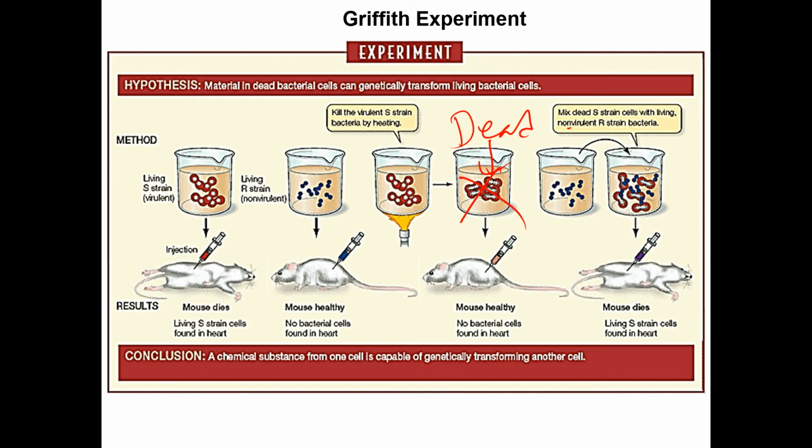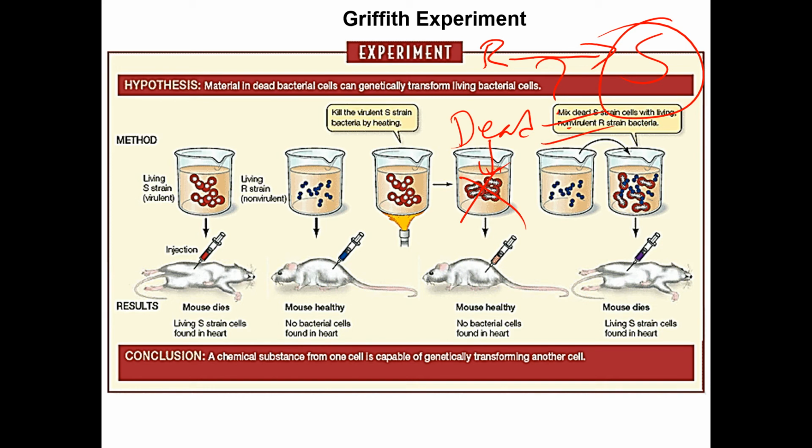The mice survive. Now, what happens if you take a heat-killed S strain, alright, and you toss in some living R strains, and then you inject it into the mice? Well, the mice died, and he found living S strain cells in the heart. So somehow your R strain was transformed into a S strain. Now, what caused that?